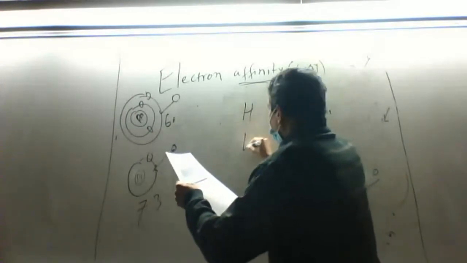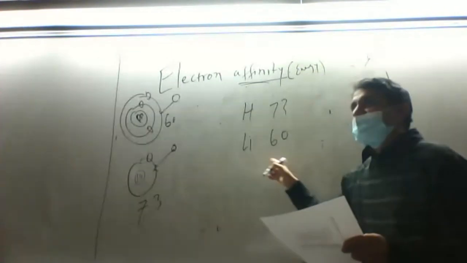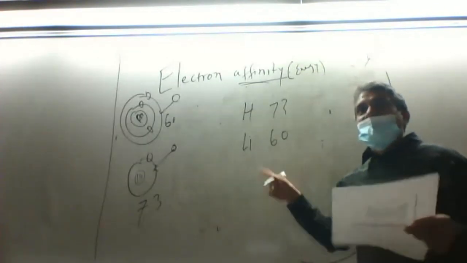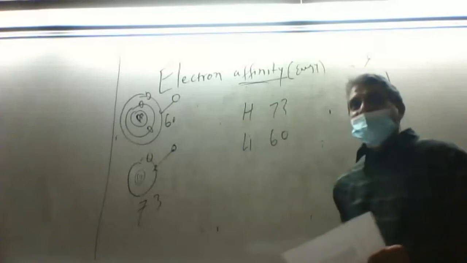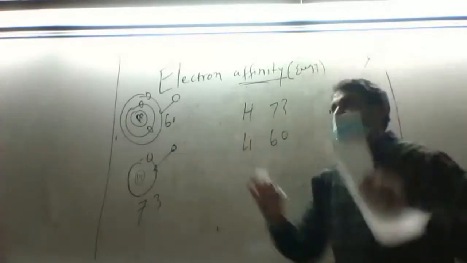So if you talk about lithium, it only releases 60 kilojoules. So it is not trying to accept the electron. It is saying, oh, I don't need an electron. I don't need an electron. So lithium is more like hating the electron.